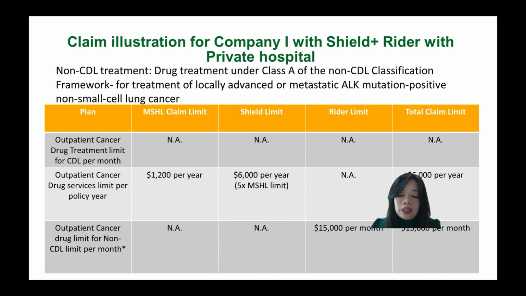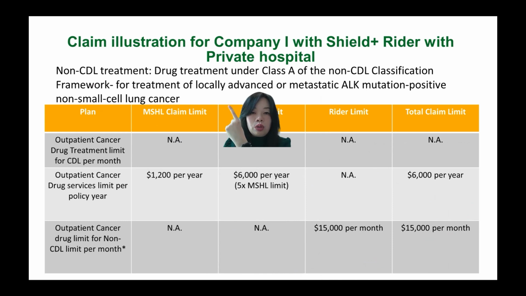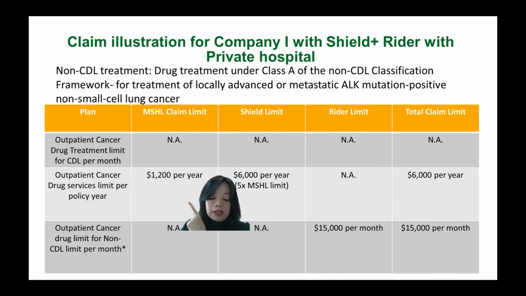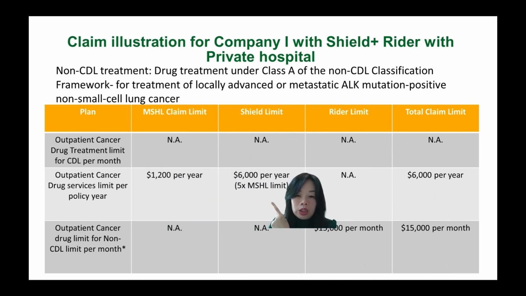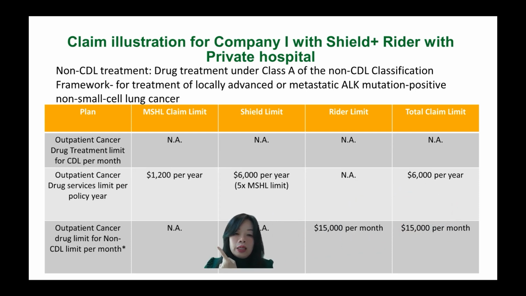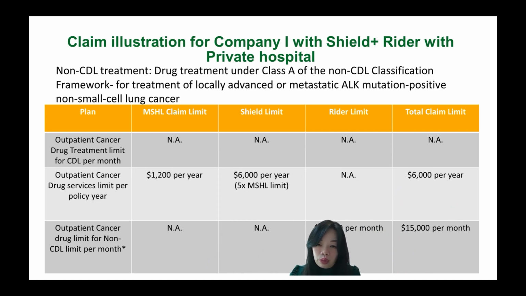So let's say the medication is a non-CDL treatment, under the Class A illustration. Over here, services standard is $1,200 per year, and 5 times the Medishield Life limit if you have the Shield will be $6,000 a year. Total $6,000 per year for the total claim. And if you have the rider, it will be a $15,000 per month limit. Total will be a $15,000 per month claim limit. If you only have the Shield, nothing will be claimable.